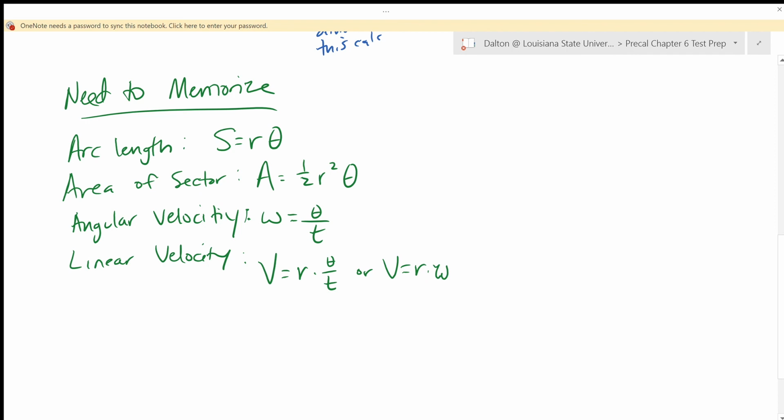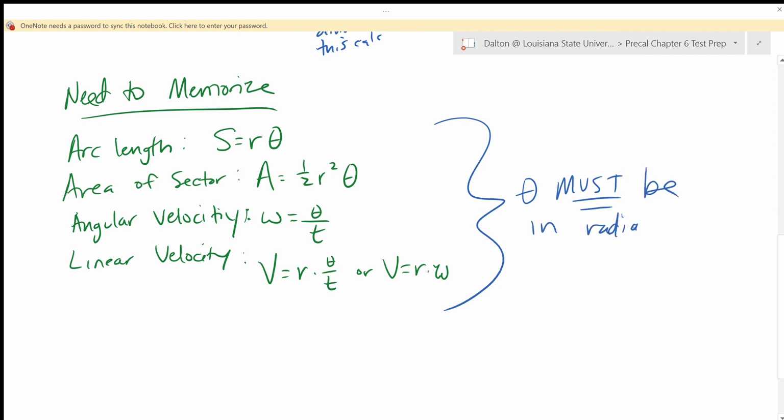After you memorize the four, that's great, but you also need to make sure that you understand that theta must be in radians. Many of these problems, I give you degrees, and when you plug them in, you have to make sure you convert them to radians first, or I might ask you to go backwards.